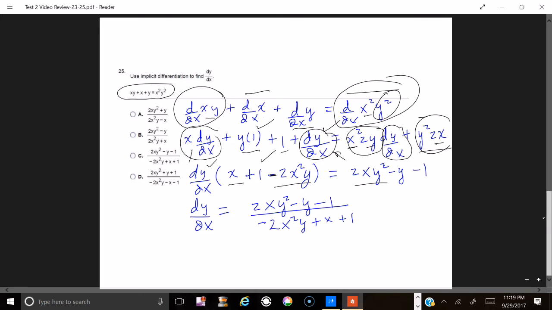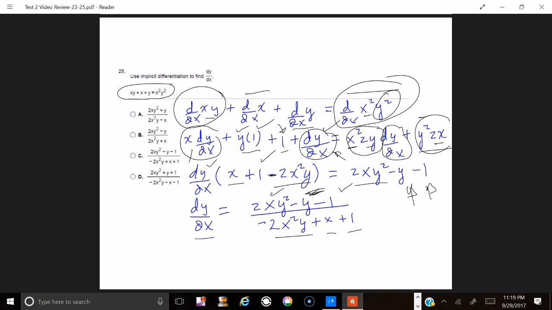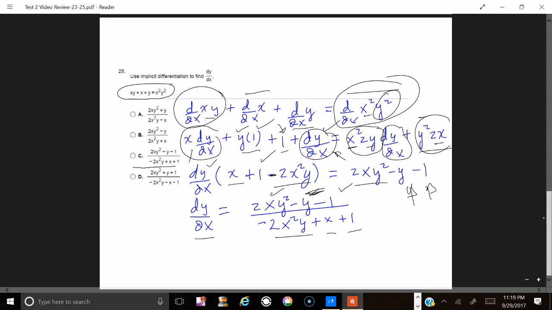We'll bring the y over here and make it a minus y, and bring the 1 over to the right and make it a minus 1. And now we can calculate dy/dx is 2xy squared minus y minus 1 divided by, and we're going to go ahead and put minus 2x squared y first on the bottom, plus x plus 1, and that's the answer, and it's answer C.